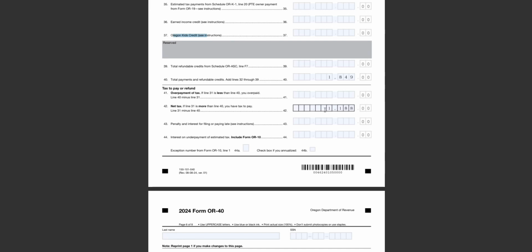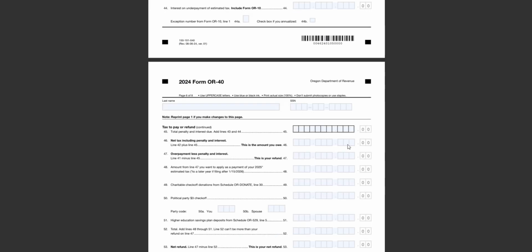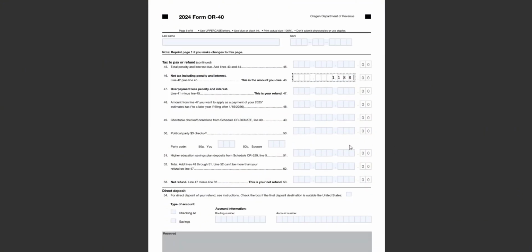So what I'm going to do is put my net tax that I owe, $1,188. And that's $1,188, and then I'm going to follow up and set up a payment plan. This would be in the case if you have a refund from the state of Oregon and you want some of that applied to your 2025 estimated taxes, and you can indicate that here. It does say to a later year of filing after 1/15/2026. I don't know what that means. I'm not going to look it up because it doesn't apply to me.